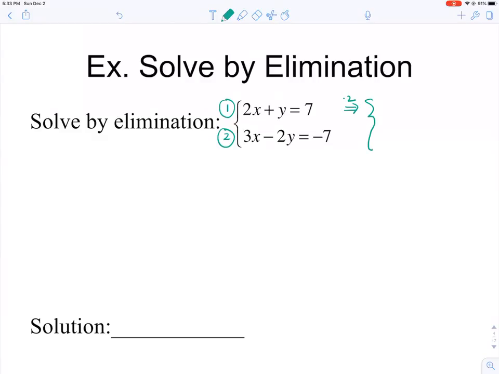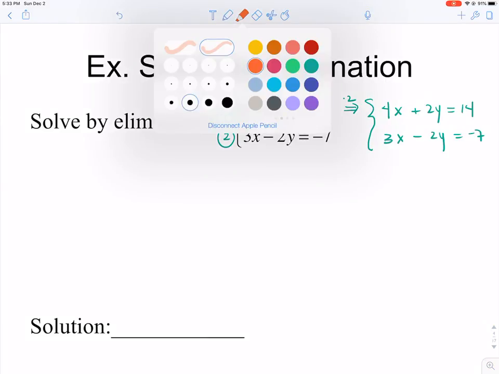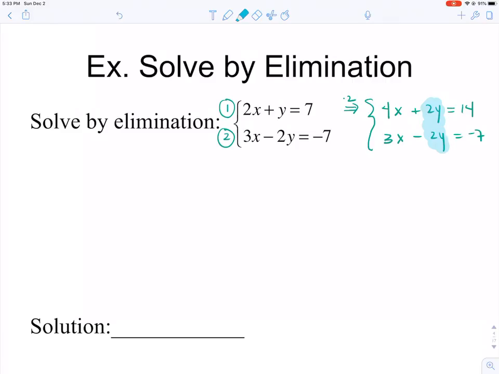So on each side of the equation, multiplying by 2. So that gives us 4x plus 2y equals 14. I don't need to multiply the second equation by anything, because notice now the y's have opposite coefficients. So when we add the two equations together, we add straight down, so 4x plus 3x is 7x, and 2y plus negative 2y would be 0y.